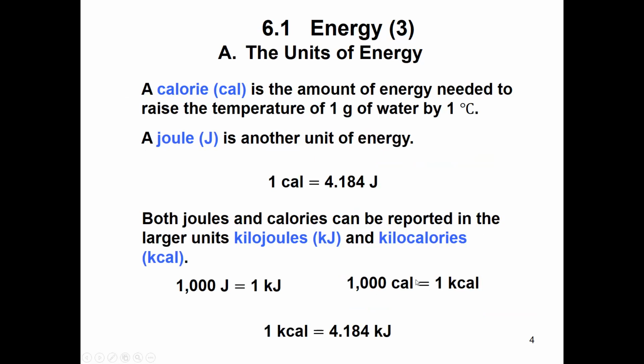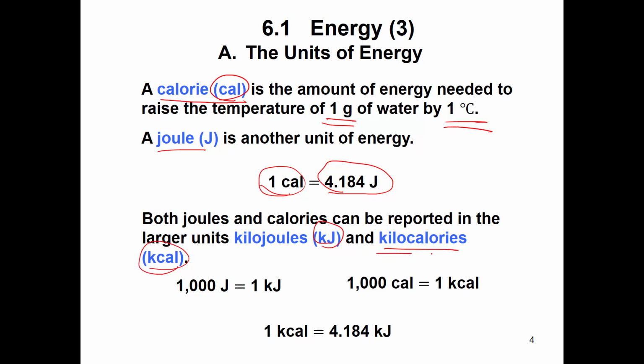So a little more terminology. A calorie, and notice that that's the lowercase cal, is the amount of energy needed to raise the temperature of 1 gram of water by 1 degree C. 4.184 joules is equal to 1 calorie. Joules and calories can both be reported in kilojoules, which is 1,000 joules, or kilocalories, which are 1,000 calories.